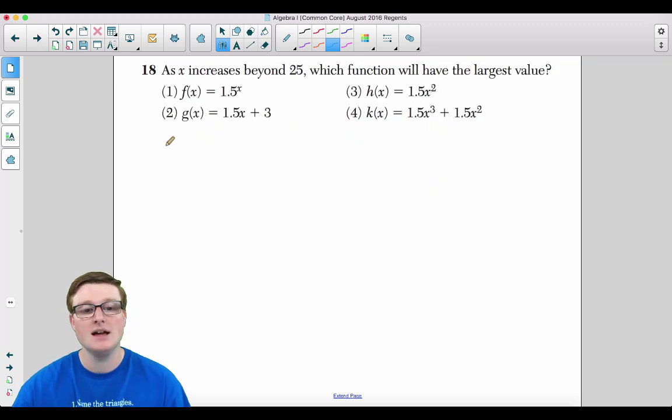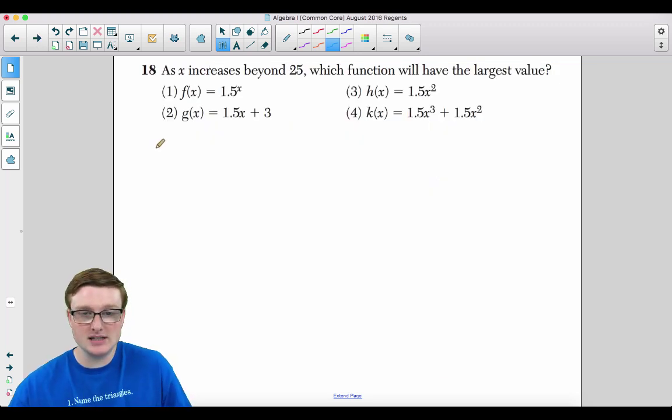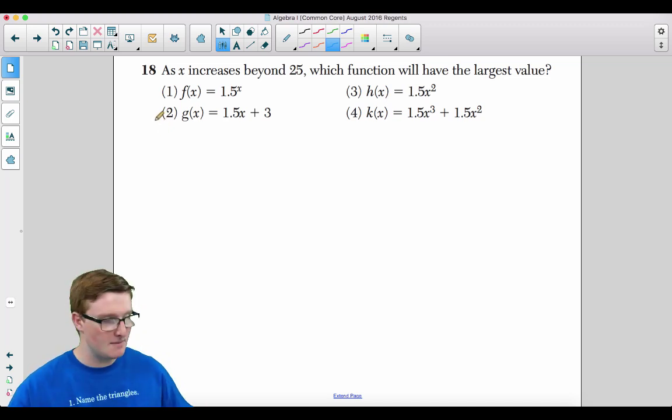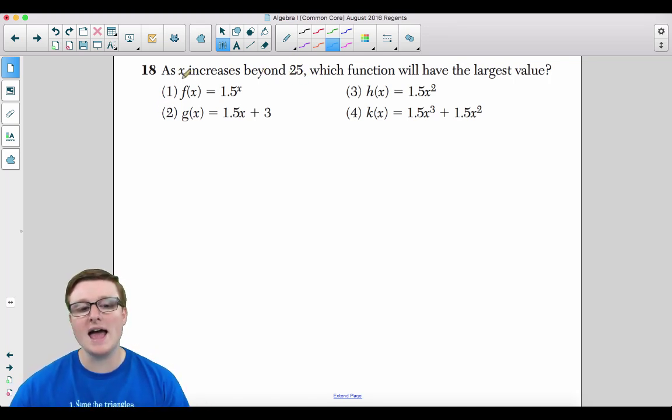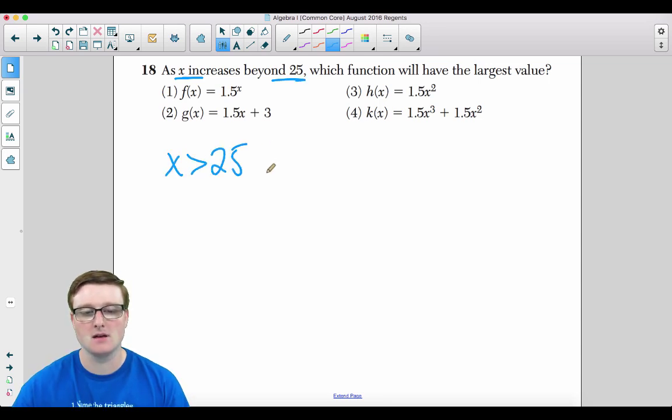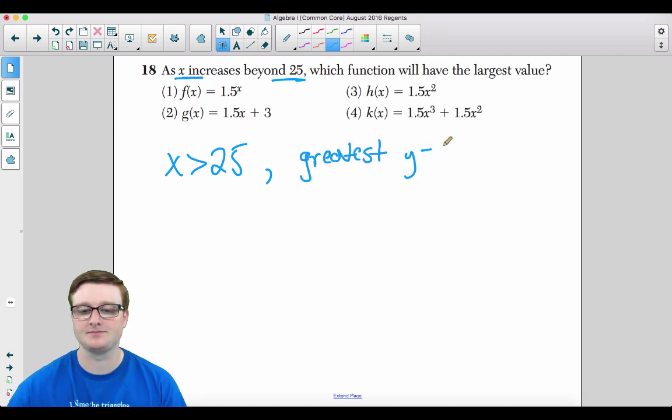Ka-ching. Done. 18. As x increases beyond 25, which function has the largest y value? So this one, again, the best thing to do is to graph these functions. It's asking you really when x is greater than the number 25, which of the following has the greatest y value? That's basically what it's asking. Okay? So let's do that right now. I cannot write.